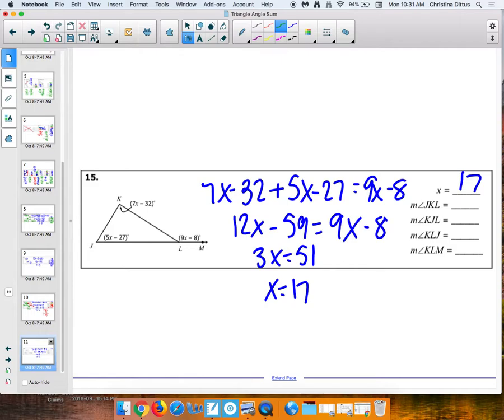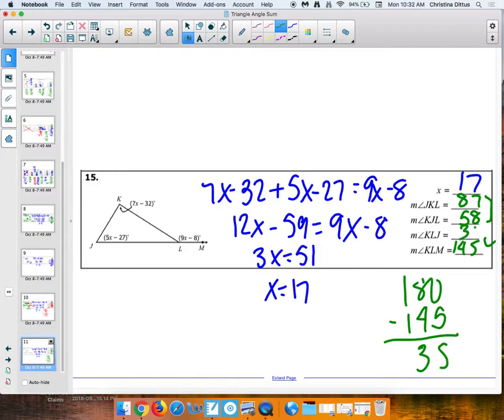JKL, 87. You got 70 plugged in, 7 times 17 minus 32. How about KJL? 58. And the last one, KLM, 145. When I add these two, I better get 145. And to find the last one, take your 180 minus your exterior 145, and we get 35, right?